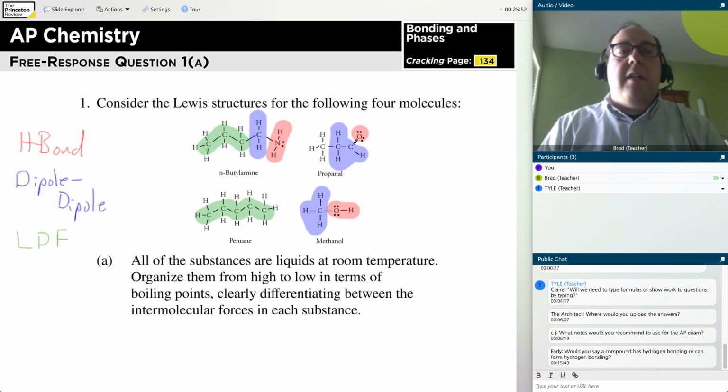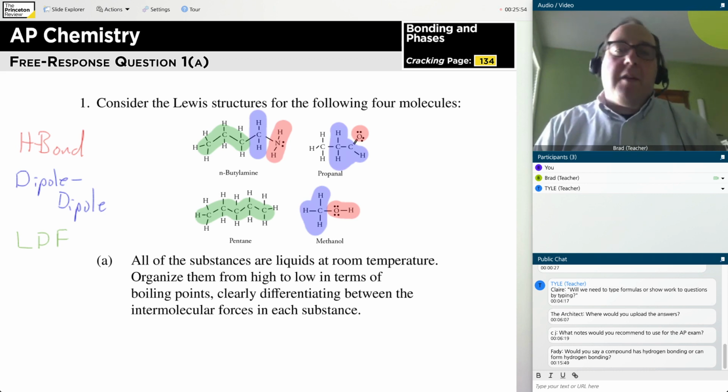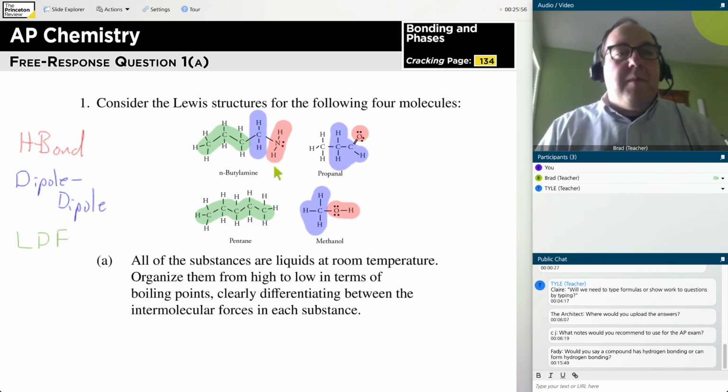So these are the types of things you need to be able to do for these AP questions. Obviously, you can't really highlight like this when you're taking the exam, but it's important to be able to identify what these different forces are based off of those strict rules that I showed you on a couple of previous slides. So let's go ahead and rank these now, right?